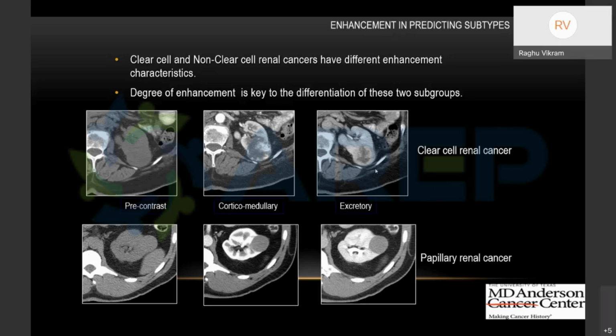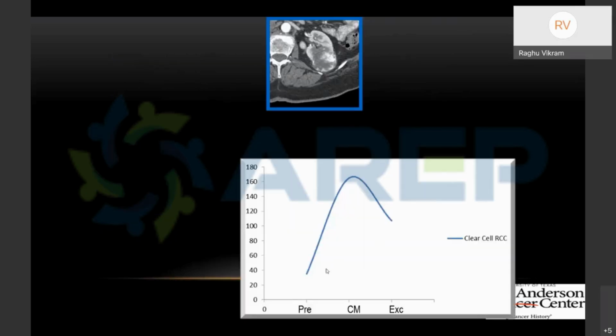And these are all small steps that we take to identify those cancers which need surgical treatment versus just observation, right? So this is an example. If I were to draw the graph of enhancement on a clear cell renal cell carcinoma, on the pre, of course, there is no contrast. Once you give contrast, it enhances a lot, and then there is washout in the excretory phase.